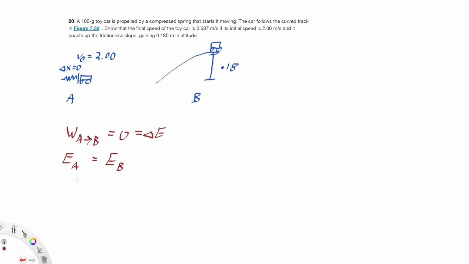So what kind of energy do we have at A? Yep, kinetic energy at A. What kind of energy do we have at B? We do have potential, but the car isn't stopped, right? Yeah, kinetic as well.